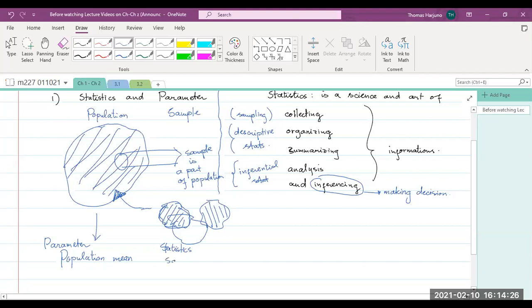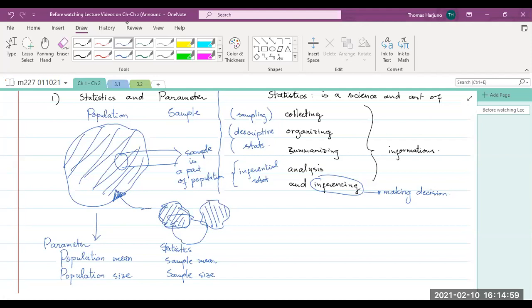Okay, sample mean is a statistic. Now population, for example, population size. How many people in the population? Now that's a parameter. Okay, now sample size is a statistic. Basically, when we say parameter, it means that's the measurement that comes from population. When we say it is a statistic, then it's a measurement coming from a sample.